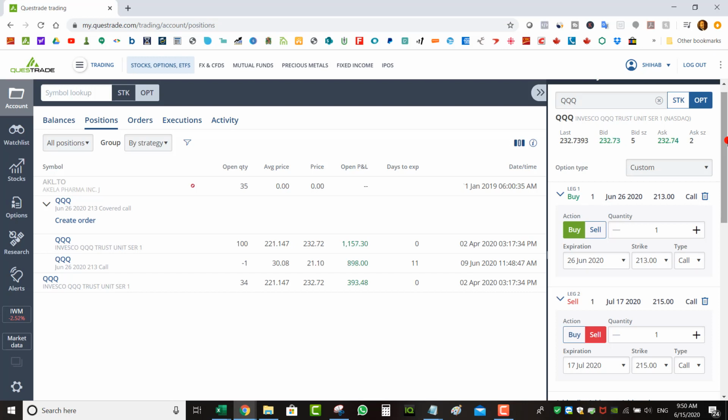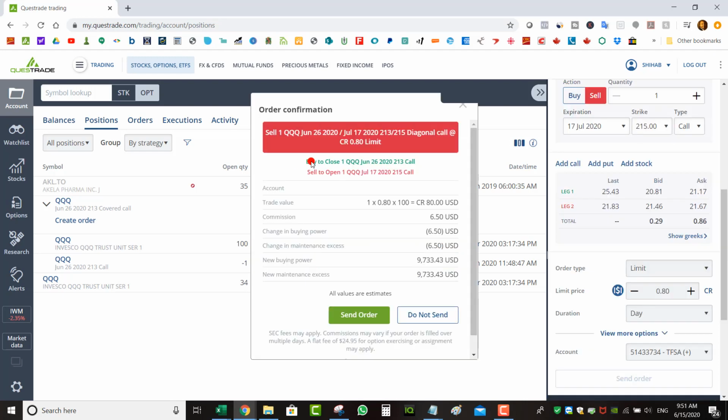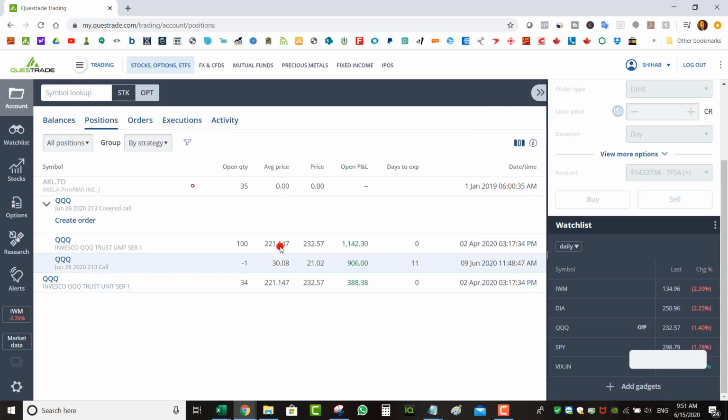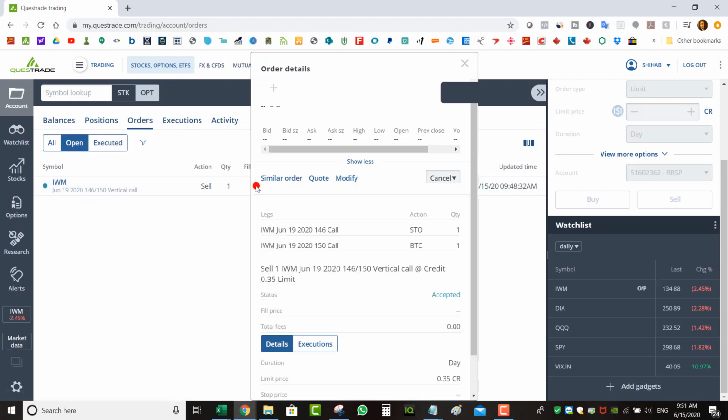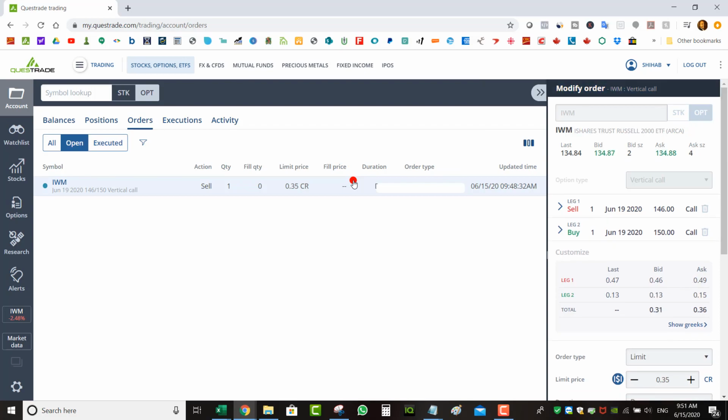Just to catch up to the 215 strike, I have to go to the July 17 call option. So I'm going to ask for 80 cents, buy to close the June 26, sell to open the July 17. I'm moving from the 213 to the 215 strike and collecting 80 cents. That's what I'm going for. I left it open. If it gets executed, it gets filled, great. If it doesn't, well, then I'm in the same position. And if I check back on my IWM, it did not get filled yet.